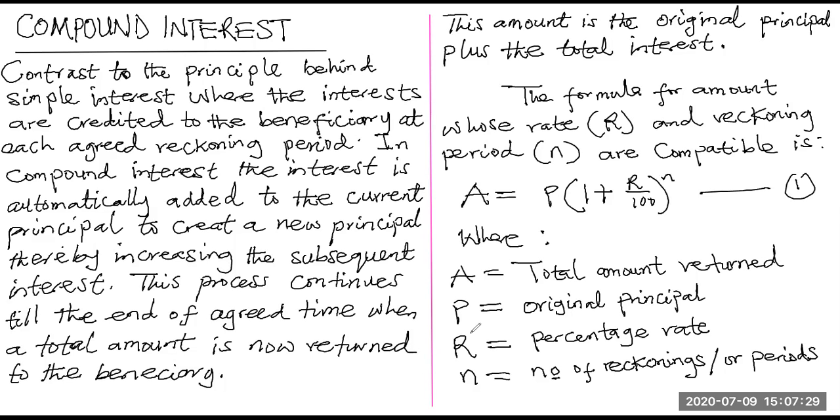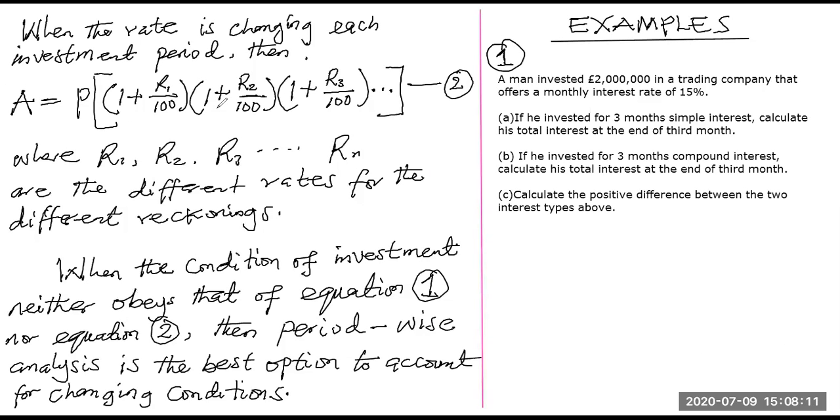So your A has been explained, and P is the original principal. So know the use of this formula. Your R is constant. This is the percentage rate throughout the agreed period, P is the original principal invested, and N is the number of reckoning periods. But what if the rate is changing? Assuming the rate is not constant, maybe for the first year you invested it is 10%, the second year it is 15%, the third year is 20%, but it is compounding.